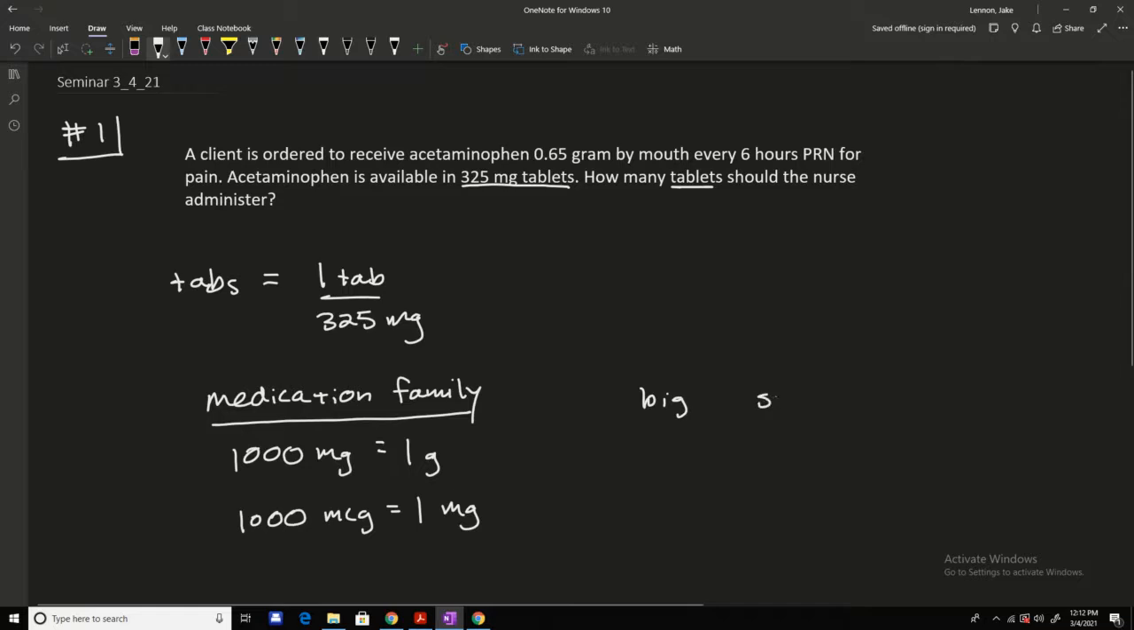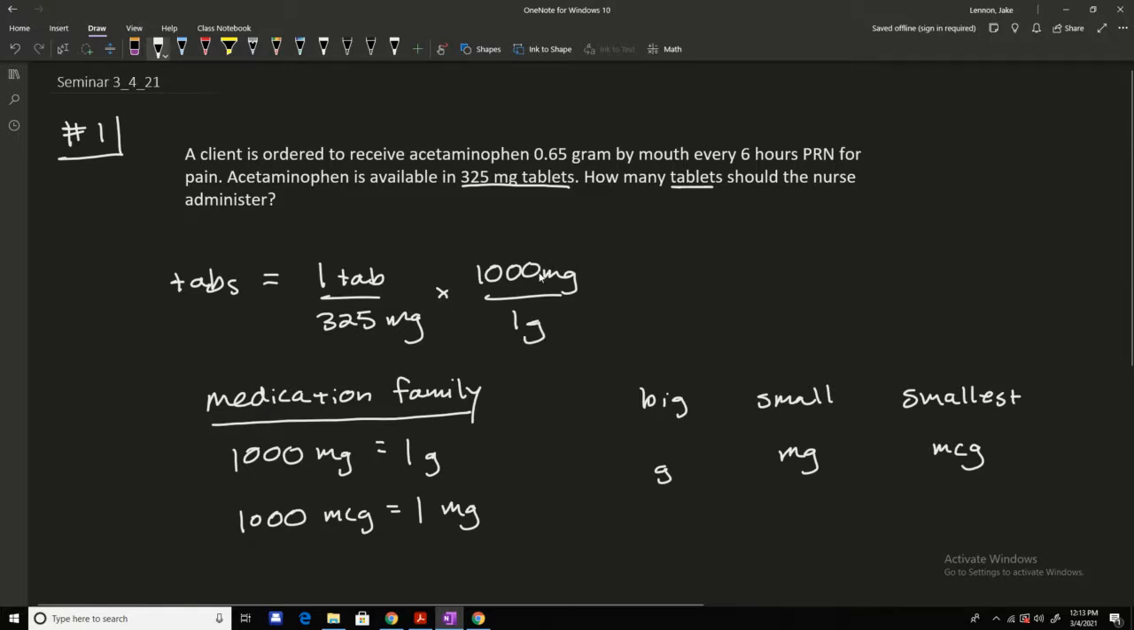If you want to think about it in terms of big to small, we have grams as the biggest, milligrams in the middle, and micrograms as the smallest. So anyway, what I want to do now is use the 1,000 milligrams to 1 gram, so that I can then use this ordered amount of 0.65 grams. So I'm going to multiply by 1,000 milligrams over 1 gram.